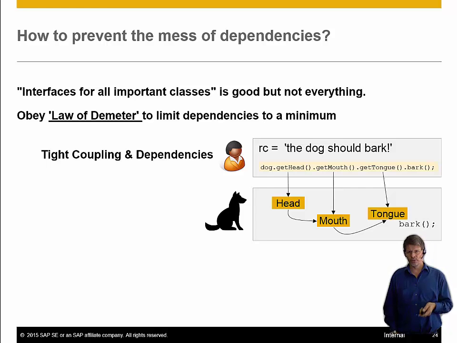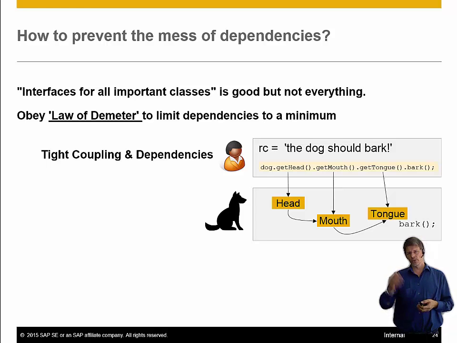Actually, it's not wonderful, it's really bad, because the client code, in this case the dog owner, knows about all the internal structure of the dog, that it has a head pointing to a mouth, or at least I have to use get methods to get to it, and I have to go three steps before I can call the bark method. That means that if I want to change anything inside the dog, do refactoring, clean up something, I suddenly have to change the client code because I exposed internal structure.